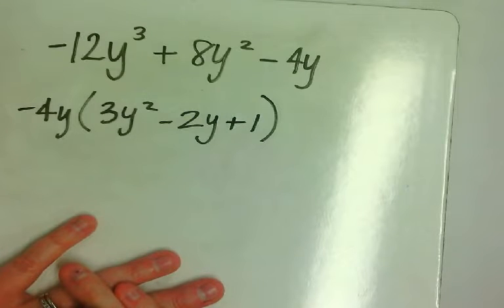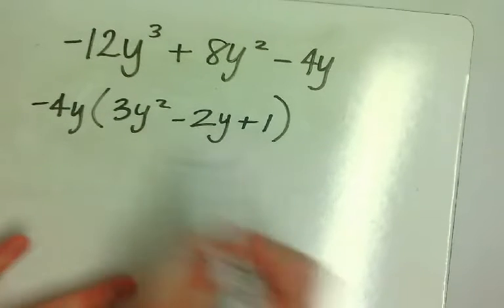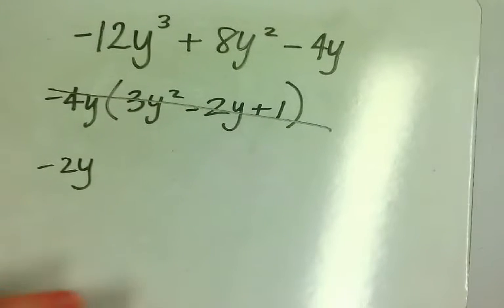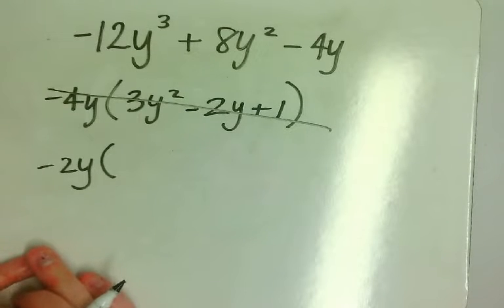Now I want to show you something else on this problem. This is the correct thing. Your first step would be to factor this out. But what if instead somebody factored out a negative 2y? What do you think your answer is going to look like? Different. Not really. It's going to be different. Yeah, why?